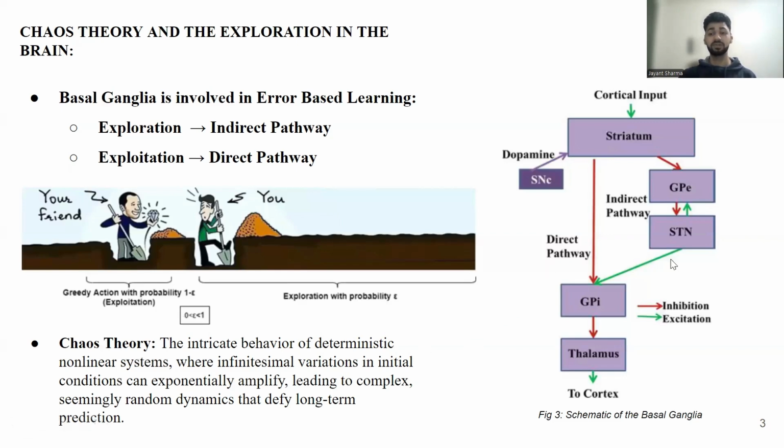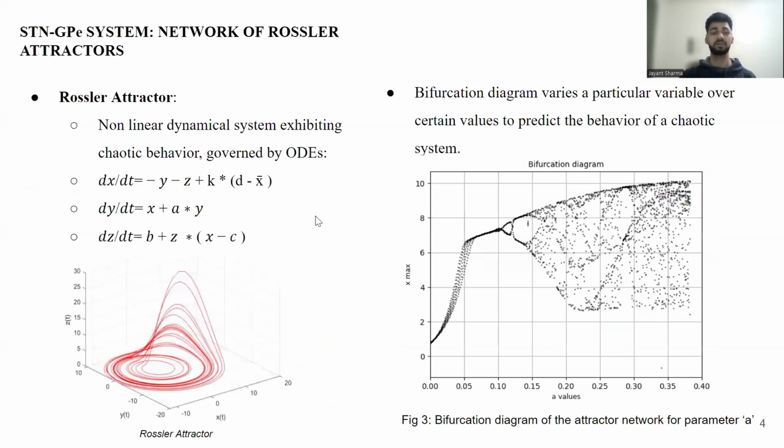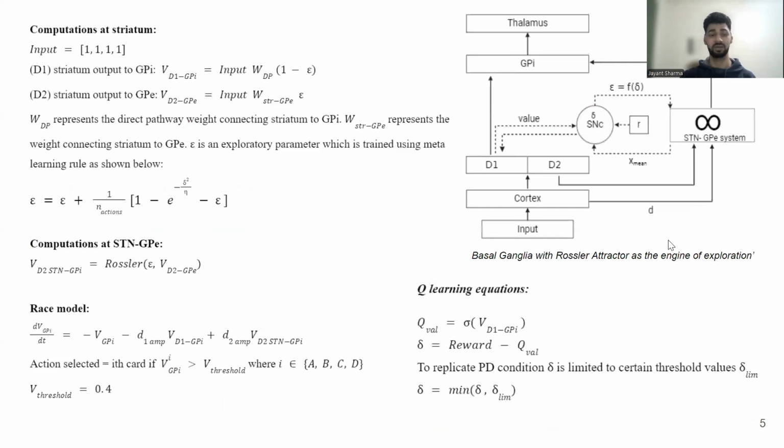In order to simulate these rich chaotic dynamics of the STN and GPe pair, we use chaos theory, in which attractors such as the Lorenz attractor are substituted in place of the STN and GPe loop. Therefore, we use the Rossler attractor in this case, which is defined by these three ordinary differential equations, and we highlight the constant A, which, by the bifurcation diagram, we can see that smaller values of A show periodic behavior, while higher values of A show chaotic behavior.